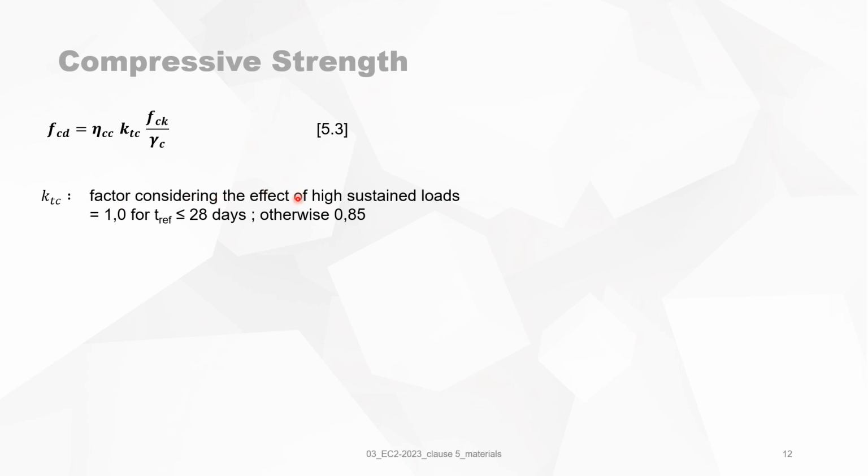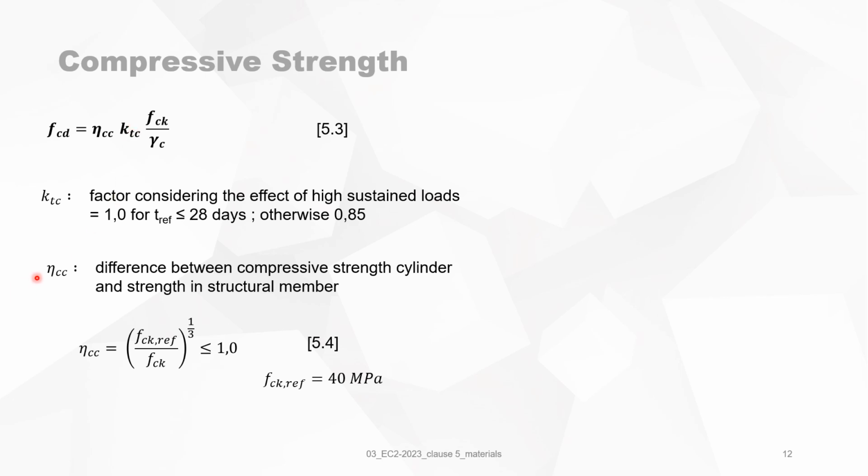k_tc is a factor considering the effects of high sustained loads. It is 1 when you have a reference time smaller than 28 days, the reference time at which you calculate fck. So it's fck after 28 days or less, then this factor is 1. That's the recommended value. And if this is not the case, if you define your concrete at a later time, for instance 50 or 90 days, then you should use 0.85. That's the factor k_tc.